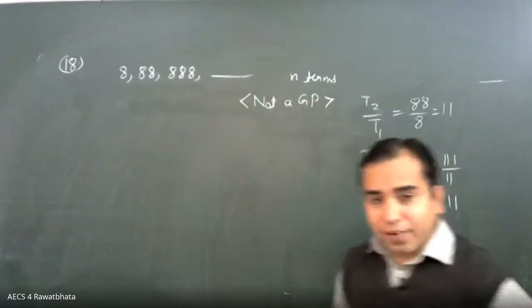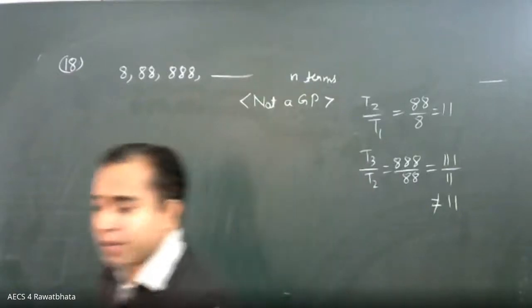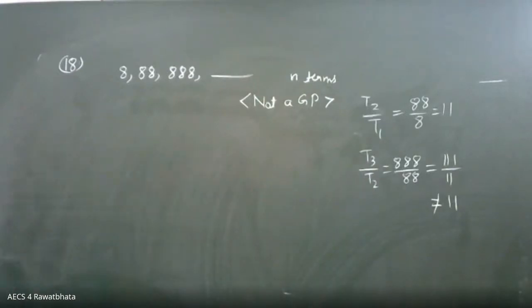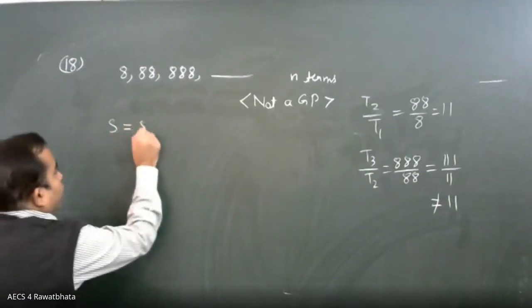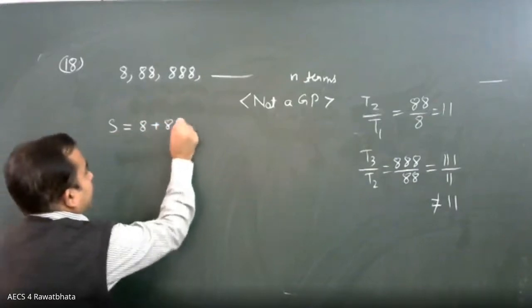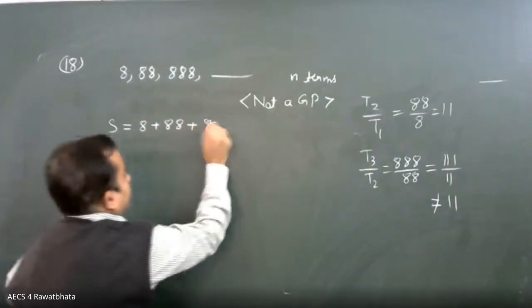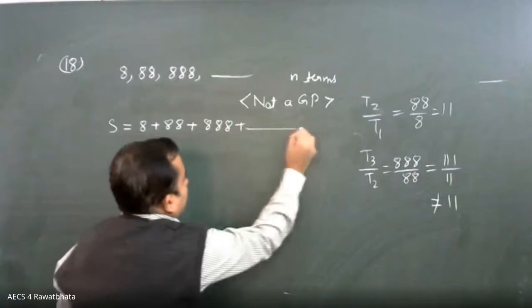So don't apply the SN formula because you won't be able to find R, the fixed ratio. So if not a GP, then what can be done? Special method. This question is a bit different from others. We have to apply some special arrangement for this. Let me write S equal to just add them all, 8 plus 88 plus 888 plus up to N terms.